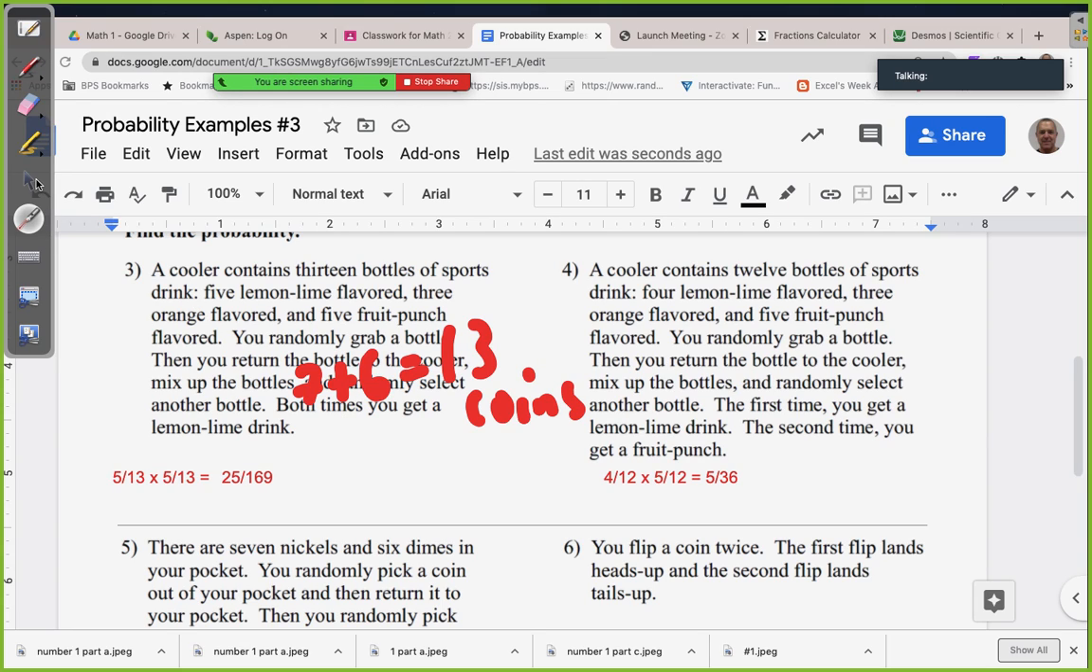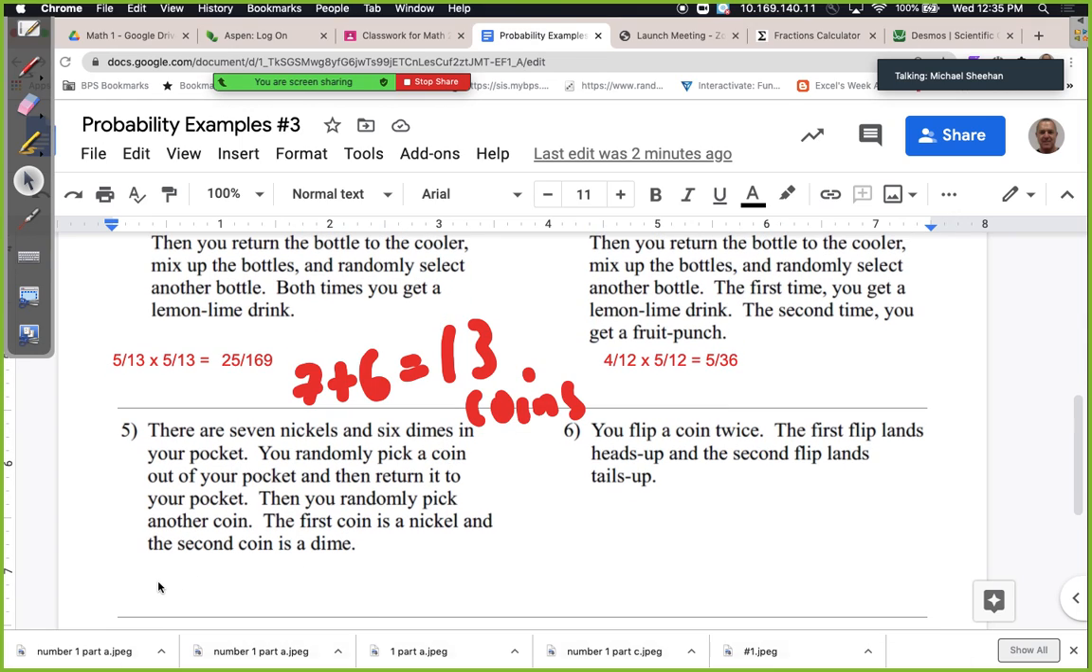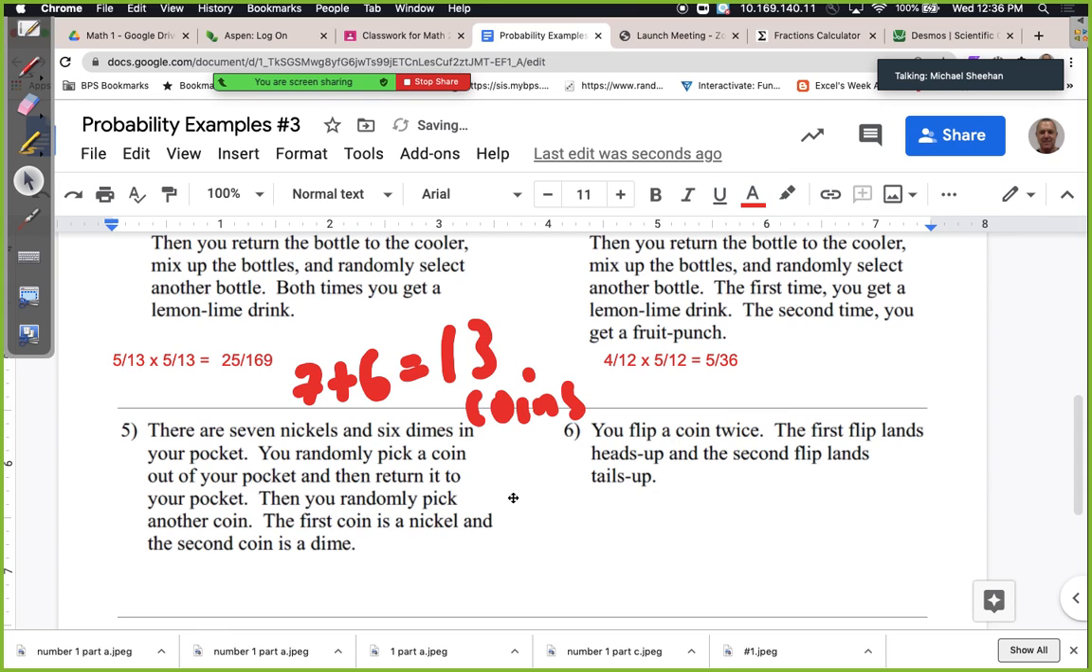All right. So number 5, we've got 13 coins, right? 7 nickels and 6 dimes. I'm randomly picking a coin, putting it back, returning it to my pocket. Then I pick another coin. I want to know what's the probability I get a nickel the first time and a dime the second time. So a nickel, there are 7 nickels out of 13 coins. So I've got a 7 out of 13 chance of getting a nickel my first time. I'm going to multiply. What's my probability of getting a dime the second time?